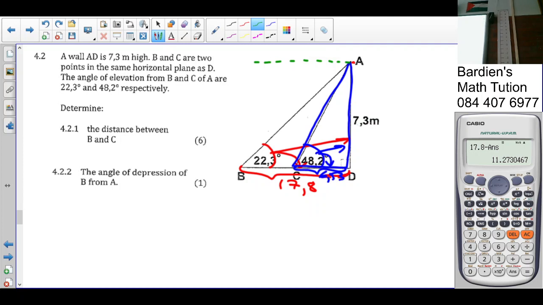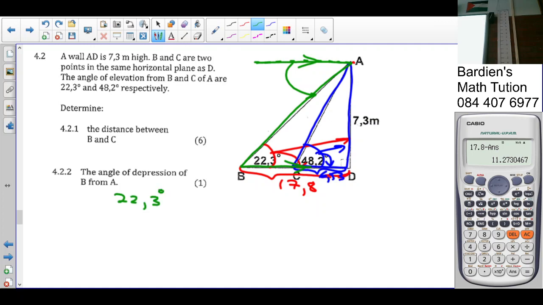But anyway, we are told the angle of depression of B from A. So the angle of depression is referencing this angle here. Can you see that? Depression is the angle that goes down with the horizontal, and the angle of elevation is the angle that goes up with the horizontal. This here will definitely be parallel to that side. So what is the angle of depression? The angle of depression is definitely 22.3 degrees.